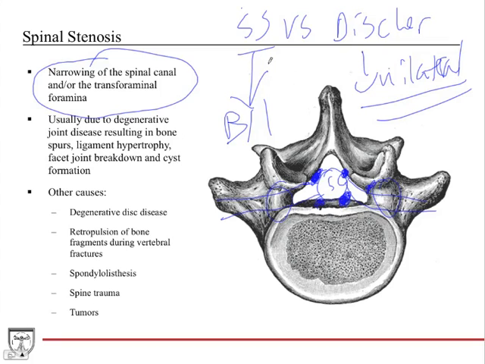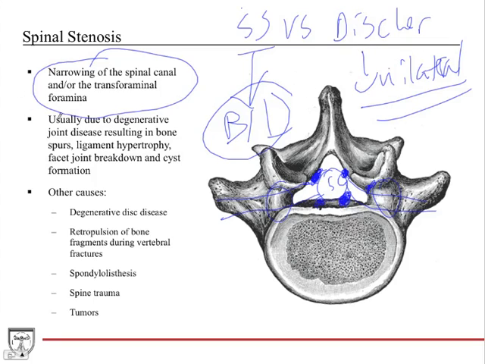There's weakness in both legs, versus unilateral, where one leg is affected. Okay, this is really the biggest way you can distinguish the two. Now, if someone comes in and they have pain radiating down both legs, odds are it's more likely spinal stenosis than a disc herniation. Okay.